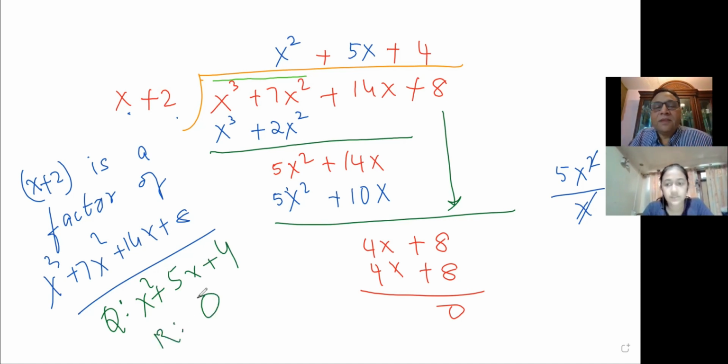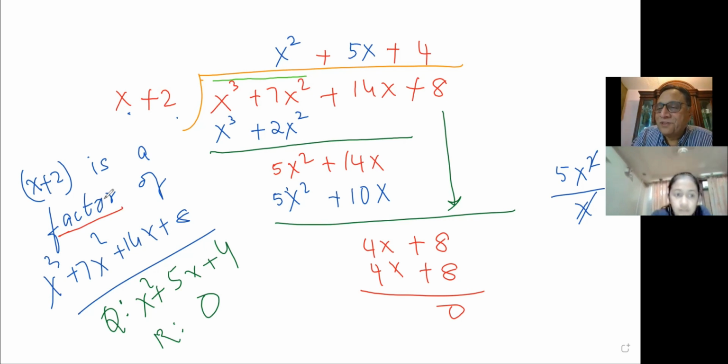So we say that x plus 2 is a factor. The important word you've learned here is factor. You remember factoring which you did earlier? So yes, x plus 2 is a factor, and that is your remainder. Correct. So that is how you are going to do it.